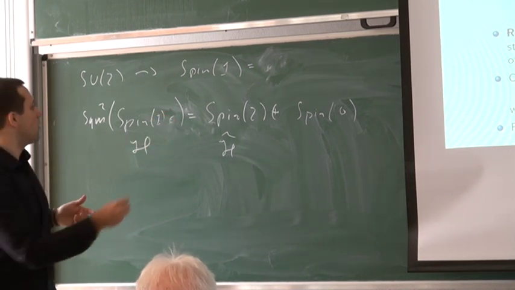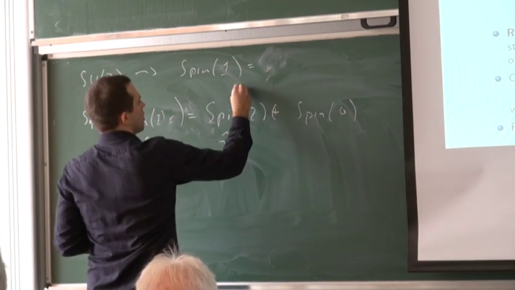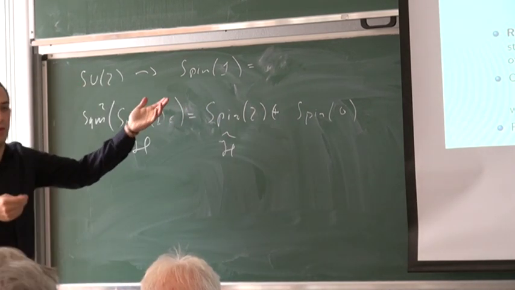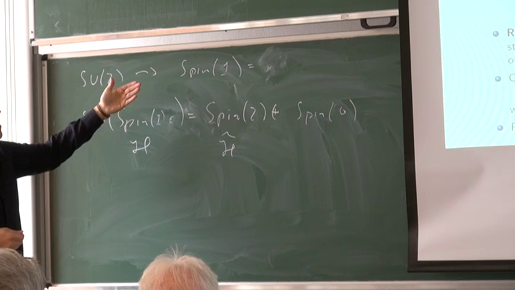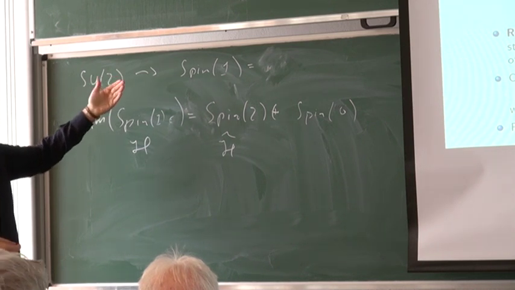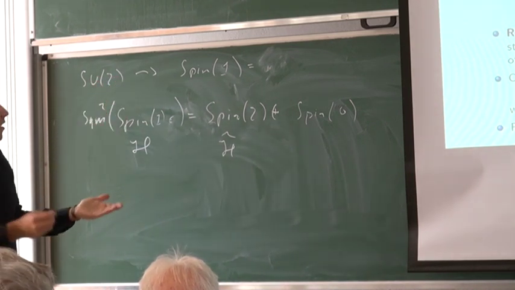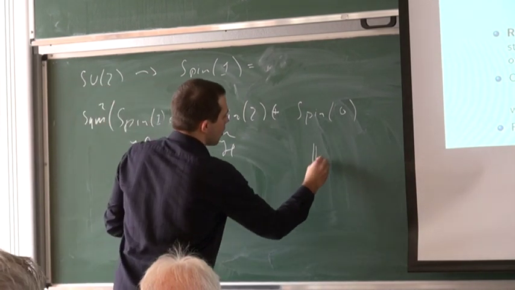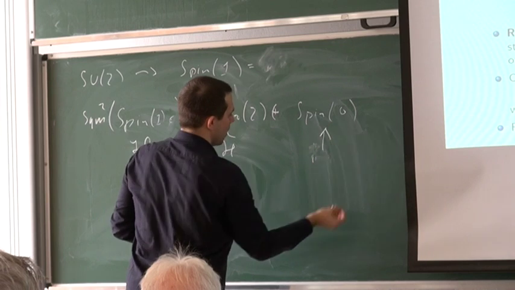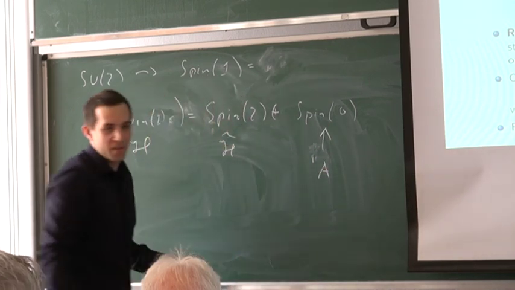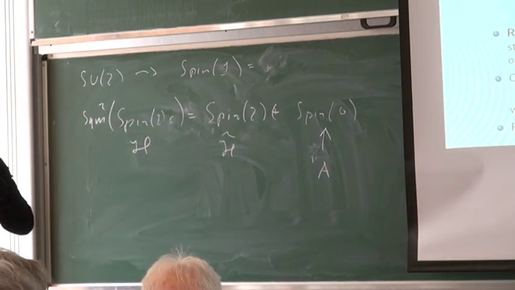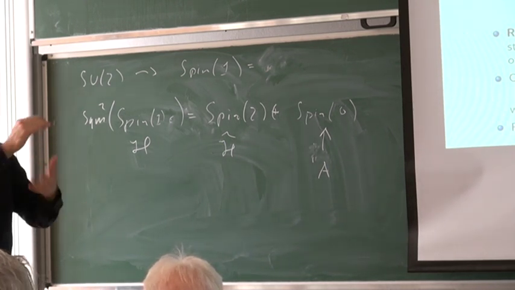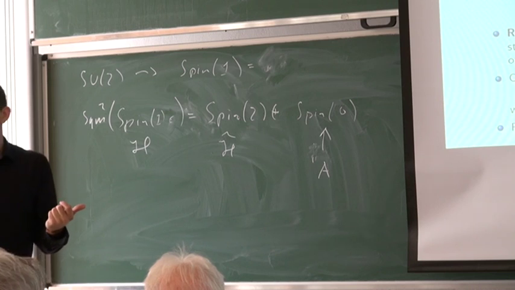I start with some product state, I don't know. I start with some highest weight state, a state with the maximal value of spin Z projection. So that's my HW, and the projector onto this state would be my A, in the simplest case, but this construction works in a much more general sense.